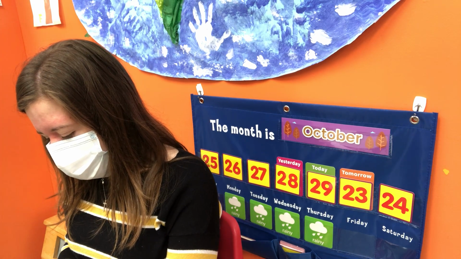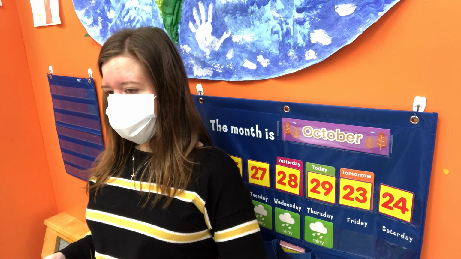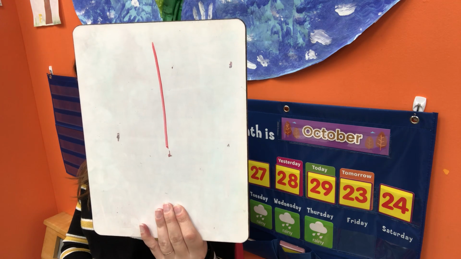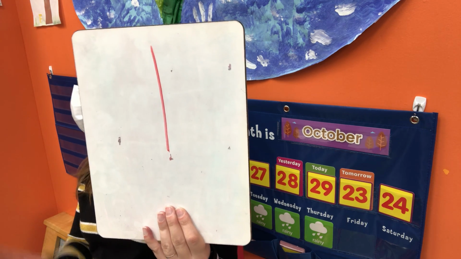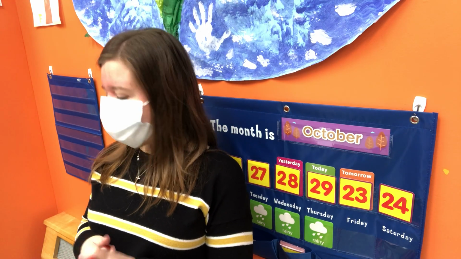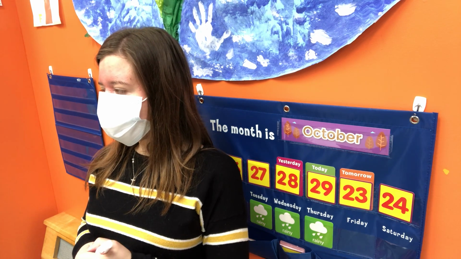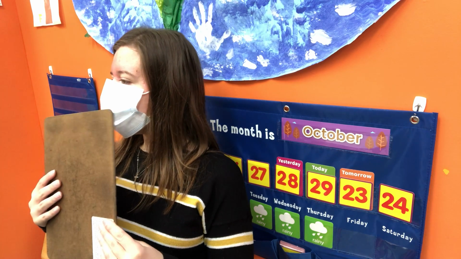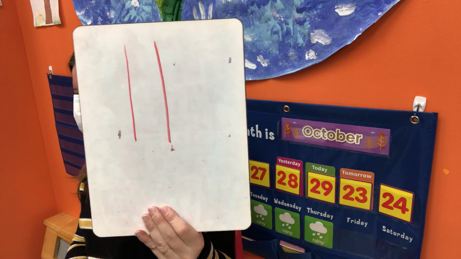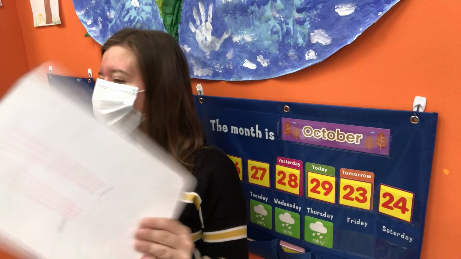Is this 11? So I have to make, okay, 1, 2, 1. Oh, 2 ones. Let's see, 1 and 1. Let's see, this 11. Is this it? Yeah! Oh, okay, good. Yes, this is it.